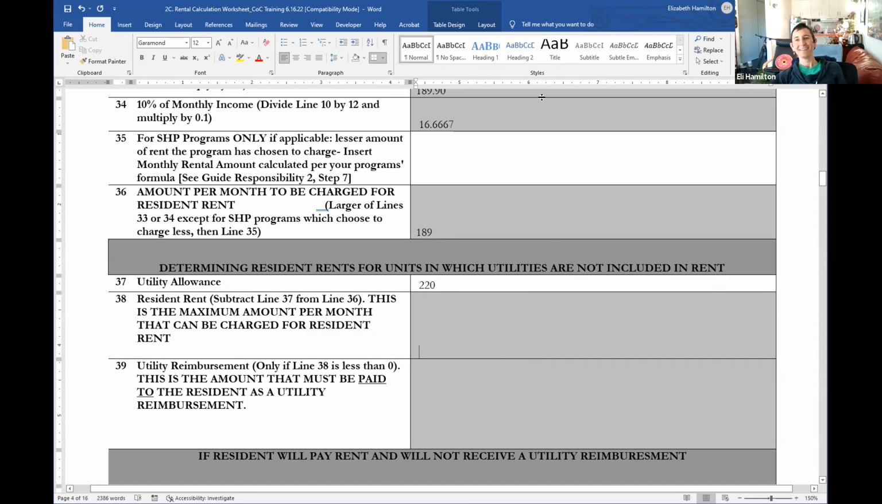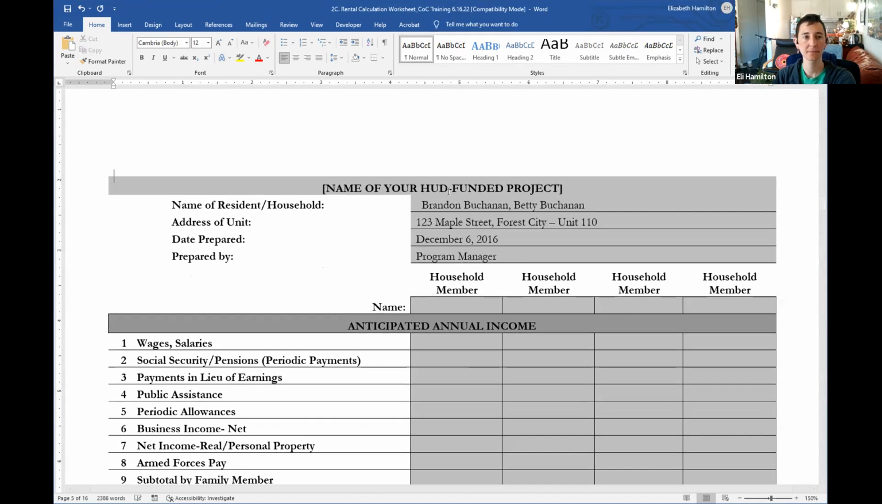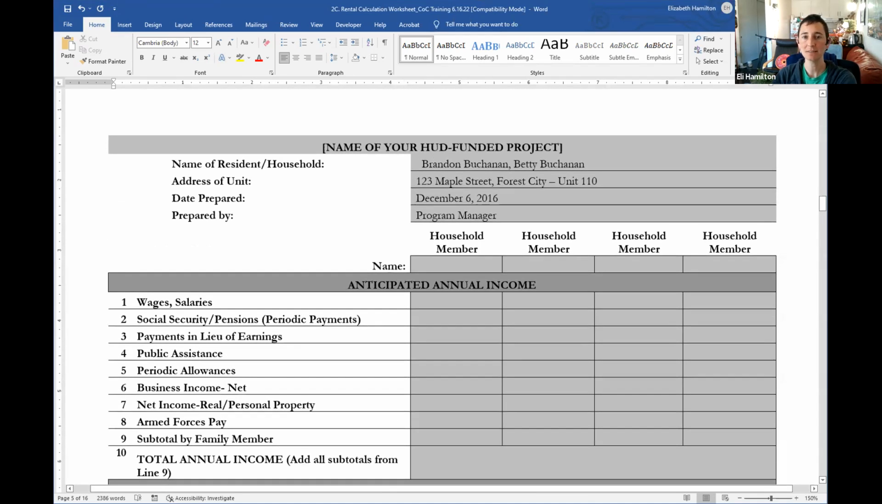All right. Thank you for your patience as we went through that example. We're going to do one more hypothetical, and it's going to be slightly more complicated. There should be another sheet, and this is for the Buchanans. So I'm going to pull up the Buchanans.